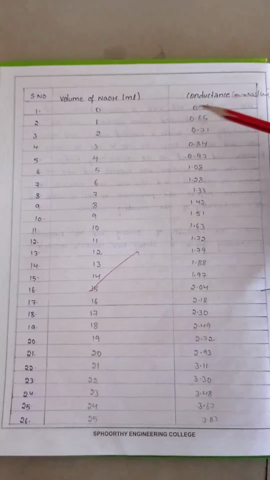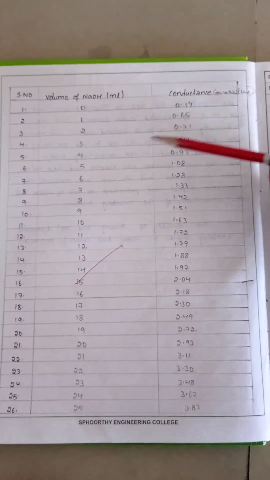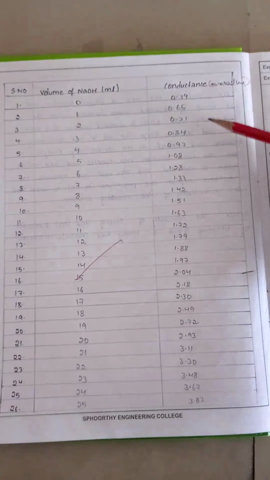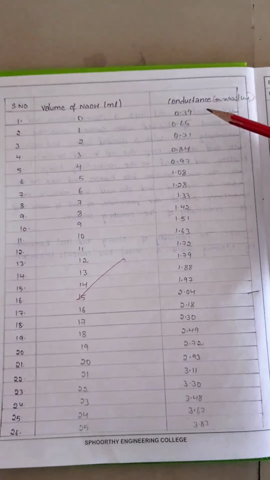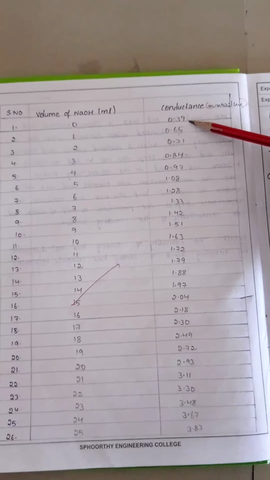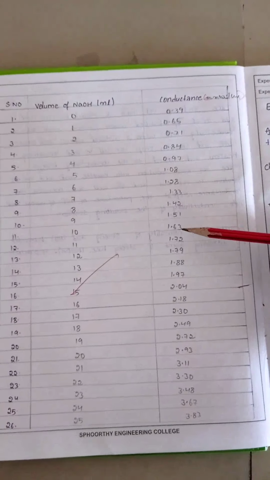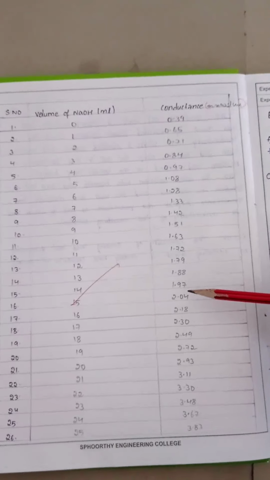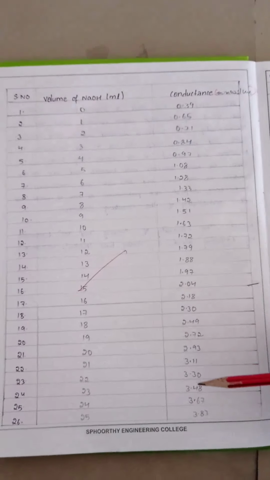Next, after adding 1 ml of NaOH, what is the reading? Next 2 ml, 3 ml, like that. For each ml addition of NaOH from the burette, we have to take the readings of the conductivity into the table. Now we can observe here that this conductivity is slowly increased for each ml of NaOH from the burette. After somewhere here, you can see this conductivity is drastically increased. The increase is very fast here, right?